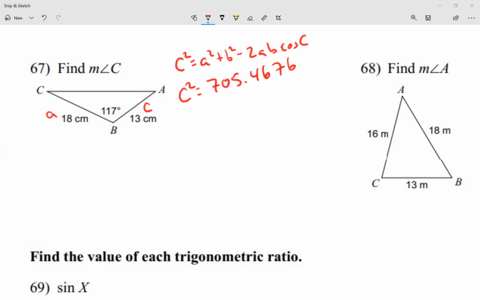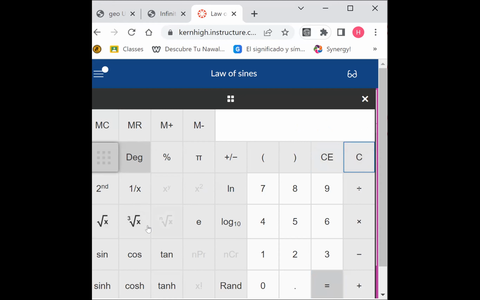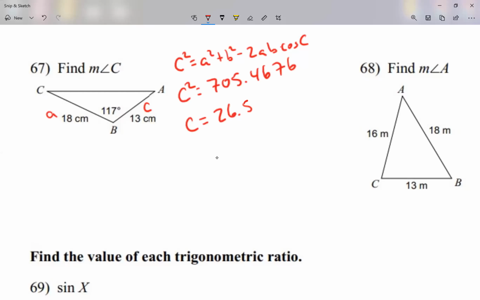So 705.4676. So that means that C is the square root of that. 705.4676. I'm not quite done yet. So 26.5606.